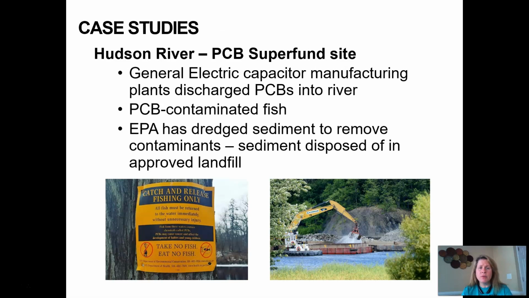Some case studies you need to be familiar with. The Hudson River is a PCB Superfund site. So the General Electric Company, they made capacitors to use probably like in transformers and various electrical equipment, and they discharged excess PCBs into the river. Those PCBs, they aren't necessarily water soluble. They will settle down and get caught in the sediment on the bottom of the river. So the EPA has had to dredge all of that sediment to remove those contaminants so that we can clean up the river. It's one of those persistent things. So there are PCB contaminated fish. It's going to take a while to remediate that.